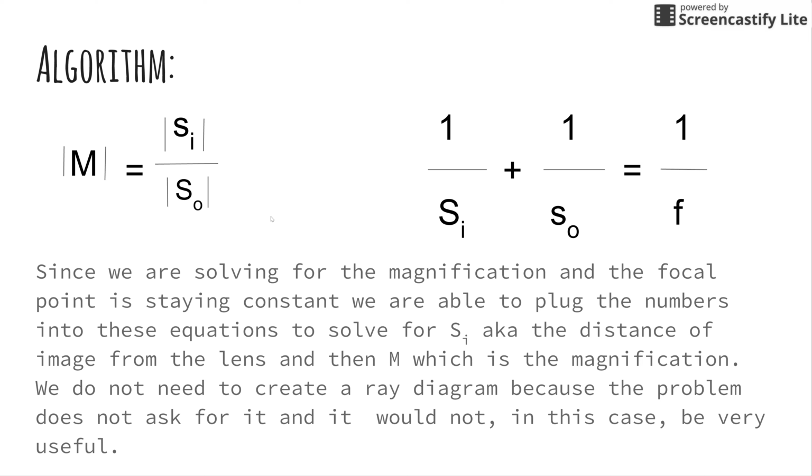The other equation that we're going to need to use is the focal point equation, which is 1 over SI plus 1 over SO equals 1 over F. And since we're solving for the magnification, the focal point is staying constant, we were able to plug the numbers into these equations to solve for SI, aka the distance of the image from the lens, and then M, which is the magnification. We do not need to create a ray diagram because it's not helpful.